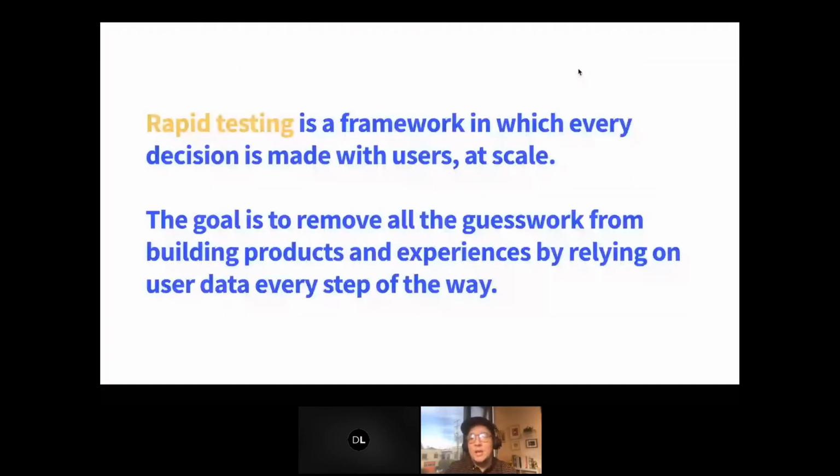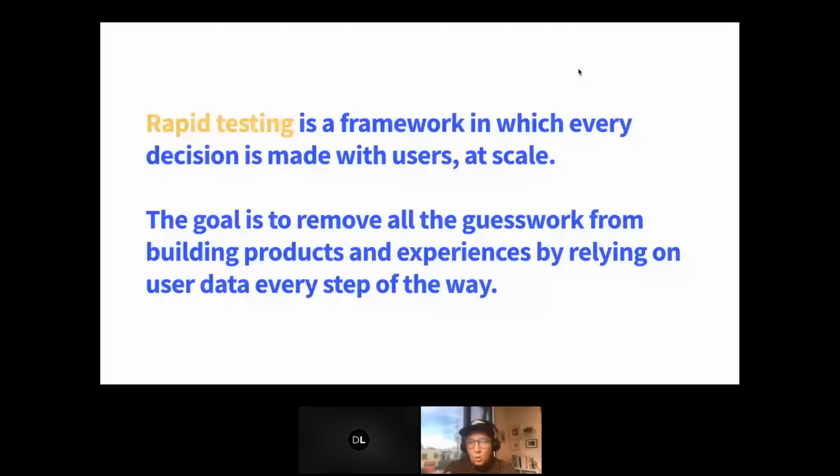But rapid testing is really about a framework, and this is where every decision is made with users in mind. You'll often hear user-centric companies, user-focused companies, or user-obsessed companies. If you're familiar with Zappos, for example, they really championed their ethos by being user obsessed. We know that this is important. Doing so at scale is what's difficult.